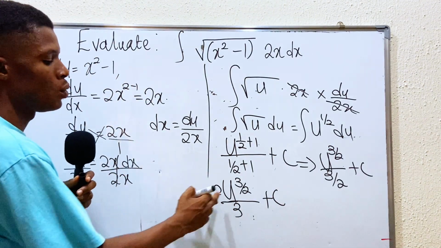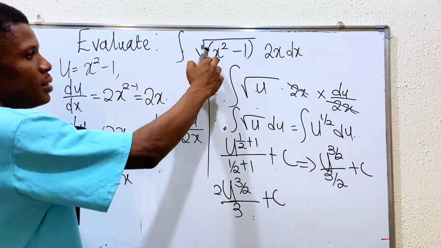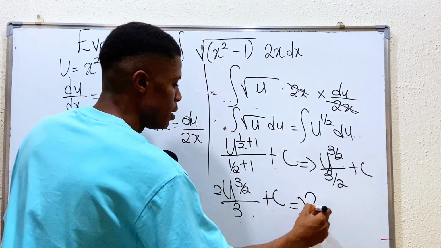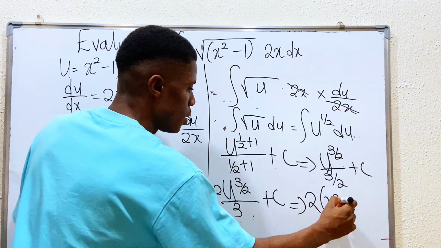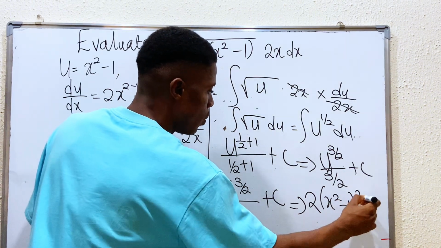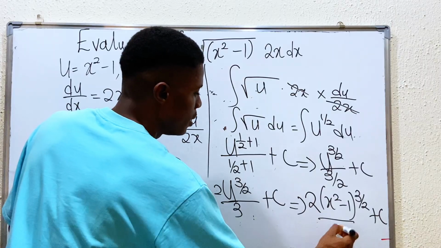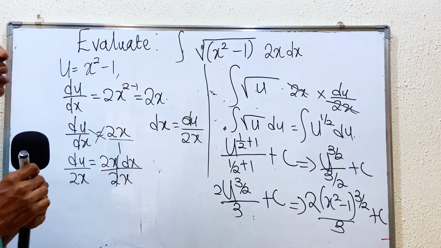Okay? So we now plug in the value of our u to be x squared minus 1. So the final answer will now be 2 into x squared minus 1 raised to power 3 over 2, plus c, divided by 3. And that's the answer. Okay?